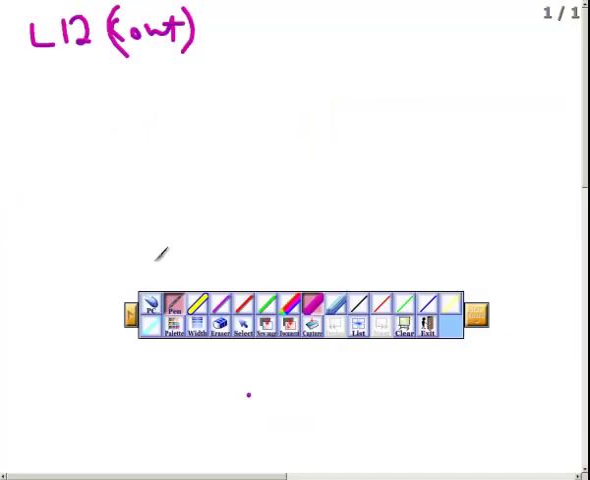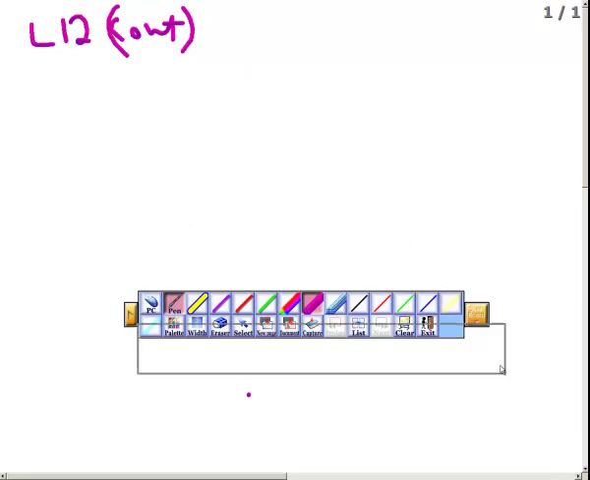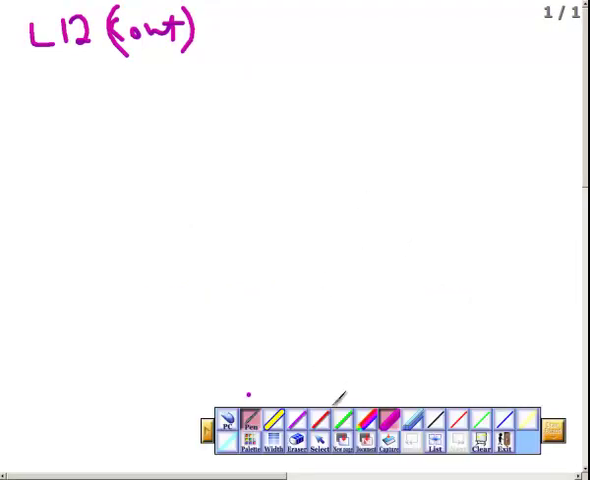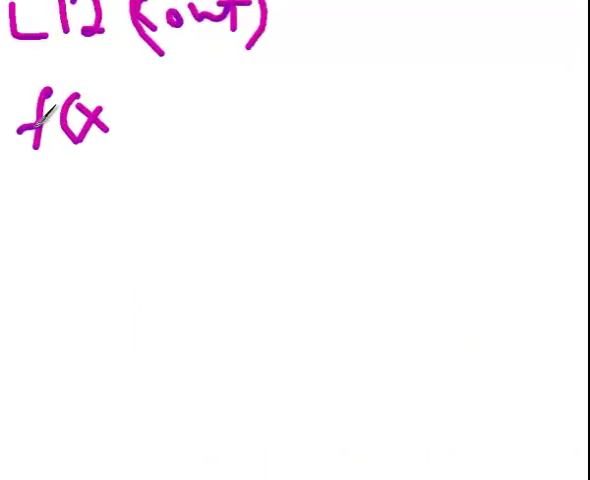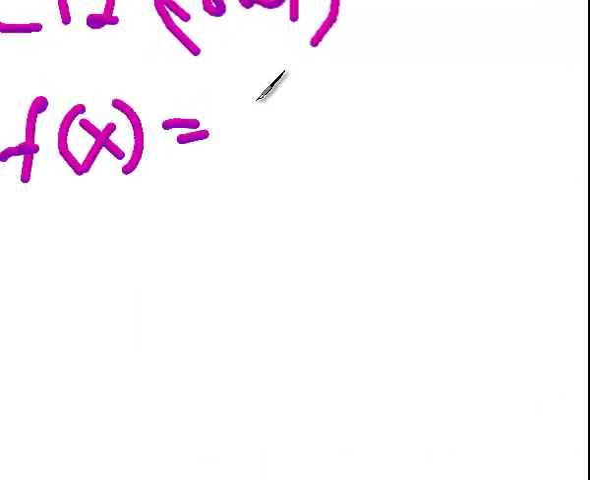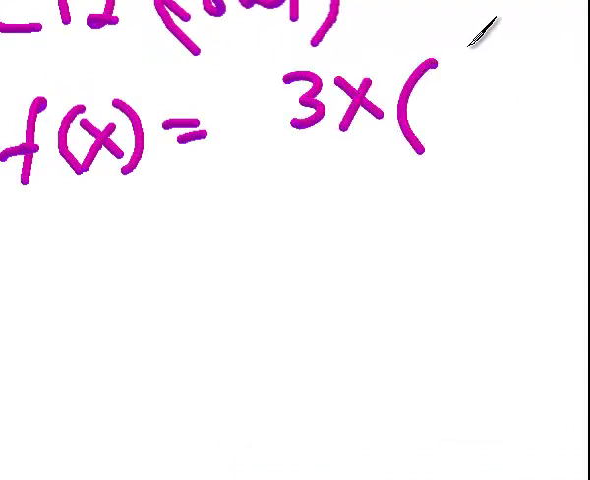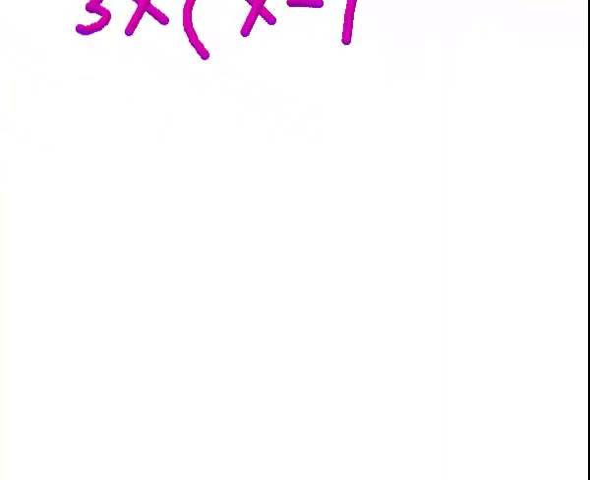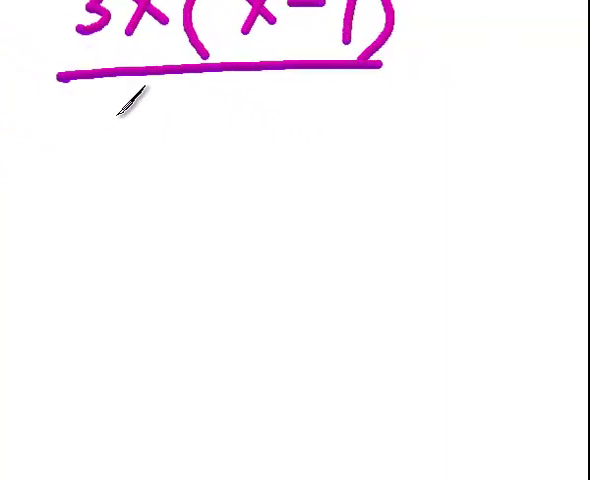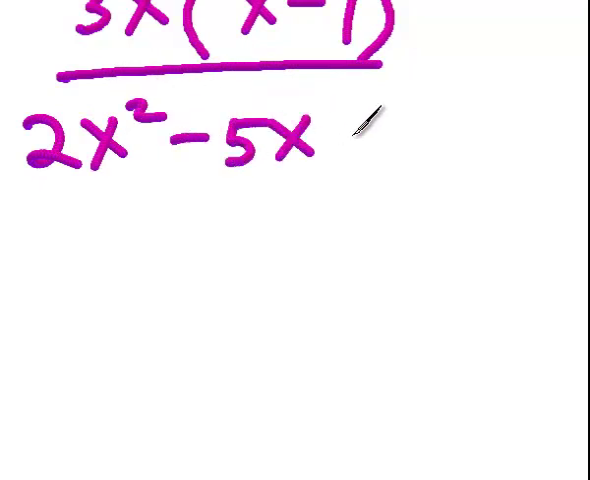Okay, this is MAT 175, again, lesson 12. And we're going to take a look at some more graphing rational functions. And here we have a function such as f of x equals 3x times (x minus 1) over 2x squared minus 5x minus 3.